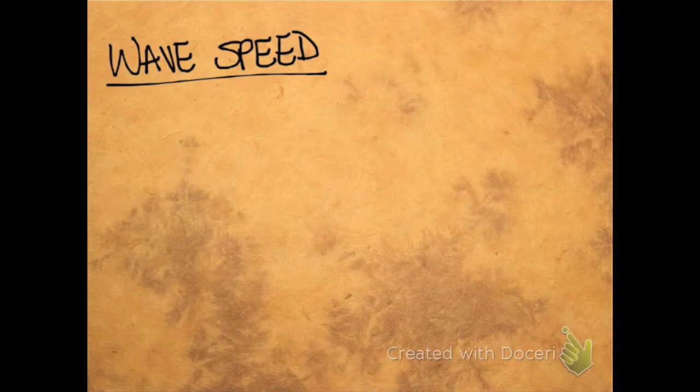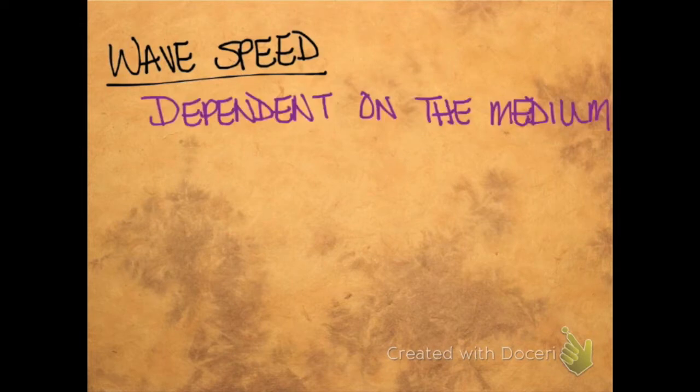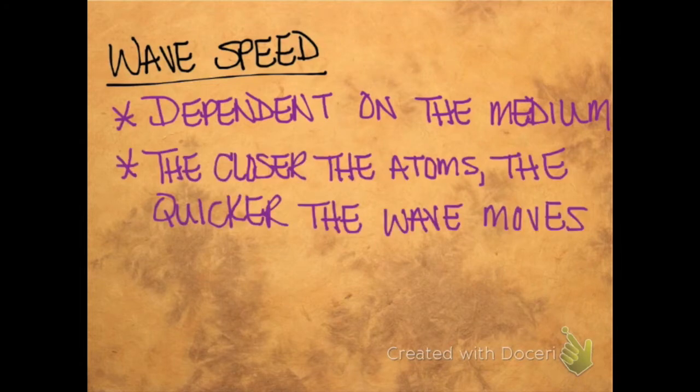Let's start with wave speed itself. So things we know about the wave speed: we know that it is dependent on the medium. The closer the atoms are, the quicker it can pass through it. And finally, the speed of a wave is always the product of its frequency times its wavelength.